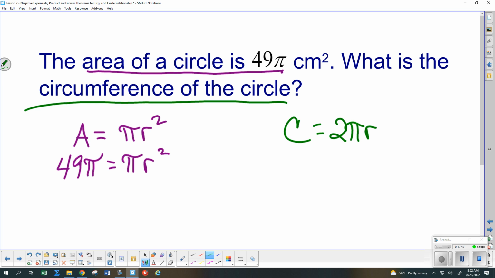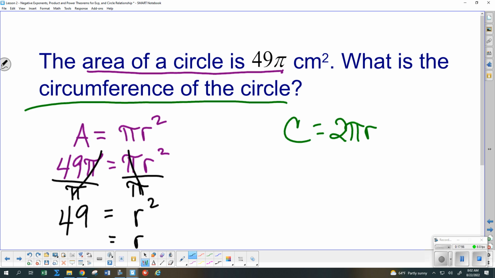All I know is that this is true over here. So what if I clean it up, divide both sides by pi? If r squared is 49, do I know what r has to be? Everybody shout it out. 7. Normally, if we have r squared is 49, we say r is either plus or minus 7. But why can the radius not be -7? Naomi? It's a distance, can't have a negative distance, so we're only going to worry about 7.